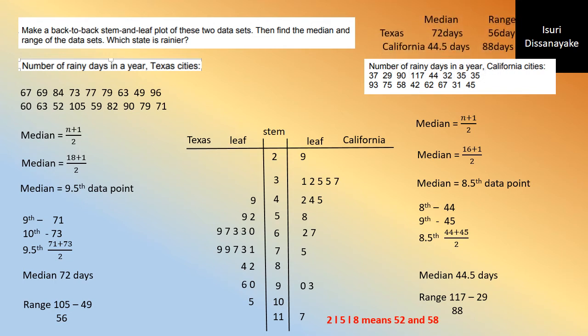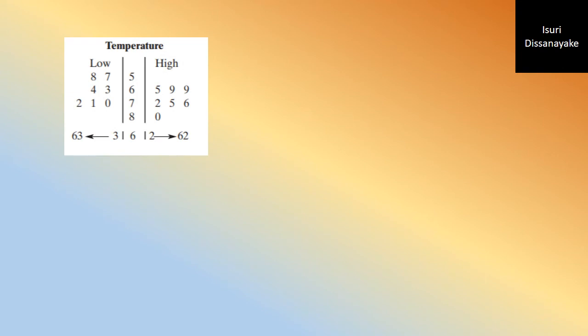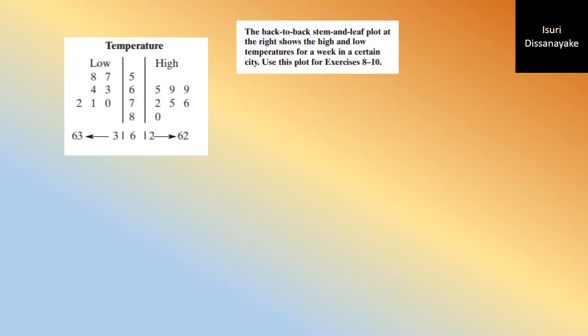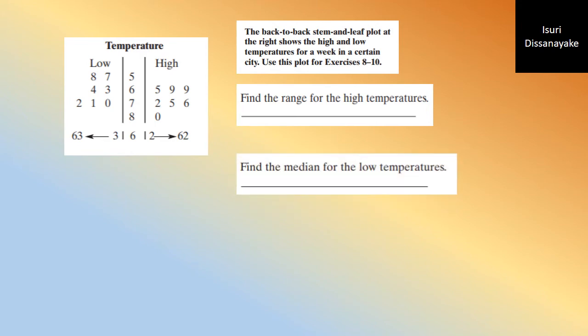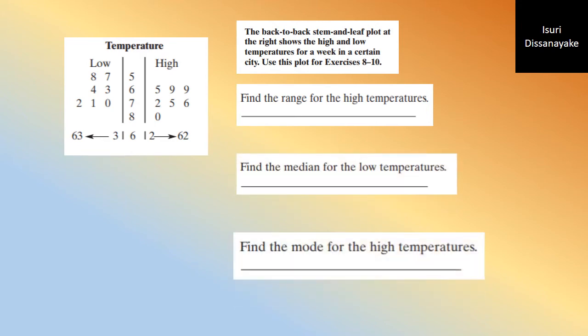Next question is: the low temperature and the high temperature are displayed in a stem and leaf diagram. The key is mentioned below, which you read as values 63 and 62. The first question is to find the range for the high temperatures. Find the median for the low temperatures. Find the mode for the high temperatures.